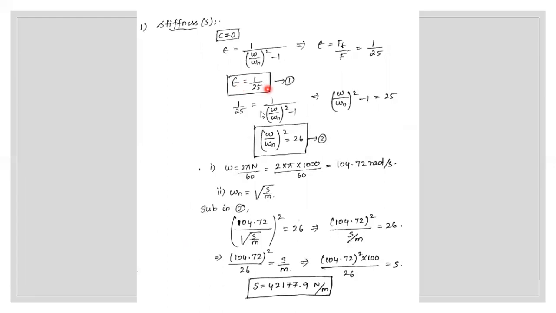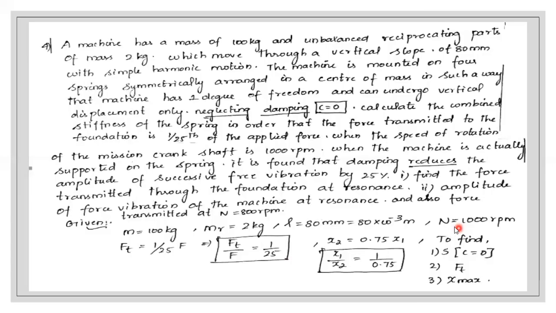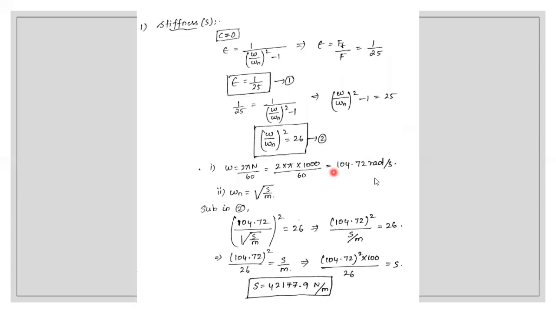Among this, we don't know the values of omega and omega n, but omega we can easily calculate. Omega will be 2 pi N by 60, and N they have given is 1000 rpm. So we can get the value for omega. While substituting the epsilon value, we get an equation like this: (omega by omega n) whole square will be equal to 26. Omega we calculate with the help of N, and omega n is root of s by m. So just substitute this in equation 2.